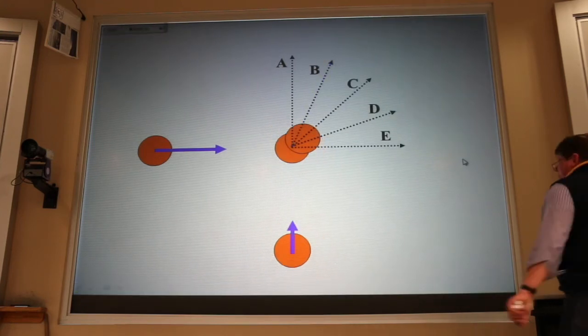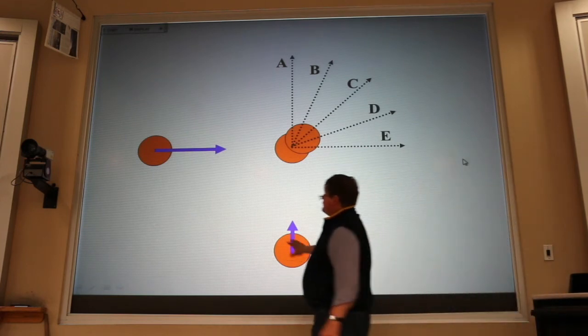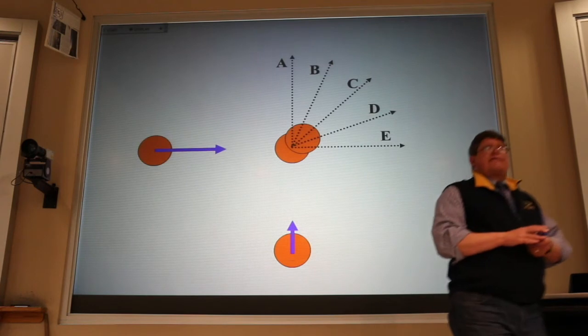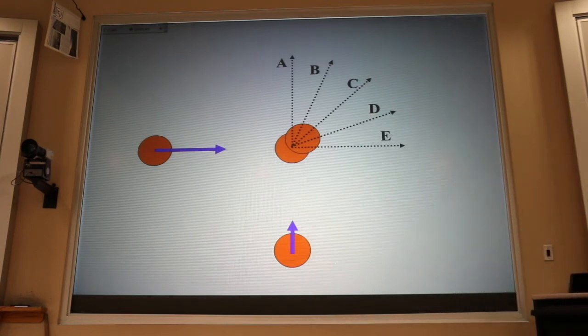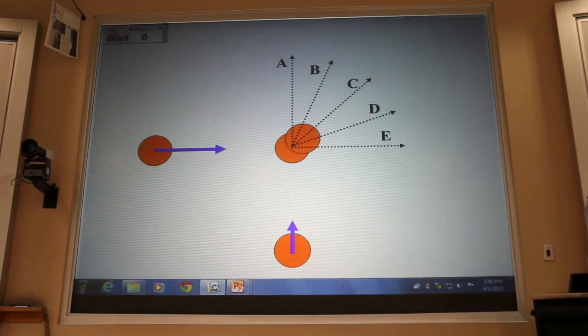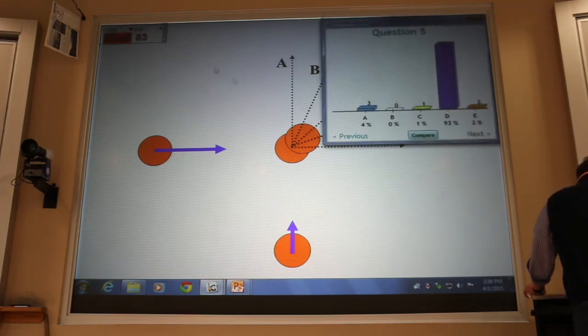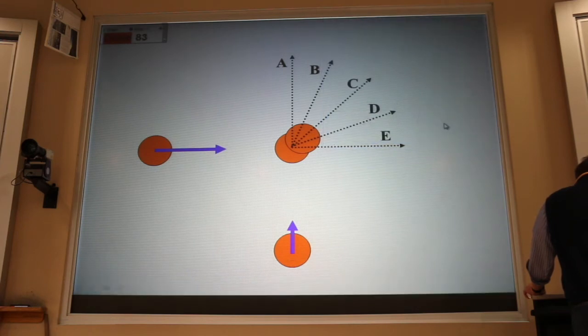Okay, this time I go back to the regulation hockey pucks. This one's going fast to the east, this one's going slow to the north, and they stick together. Which direction is most likely the result? The answer is D. Good.